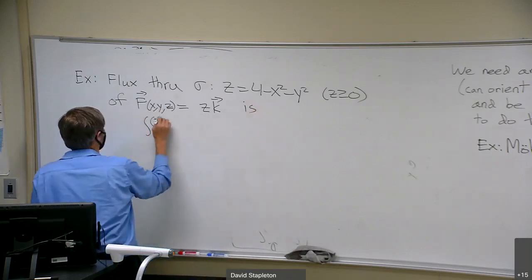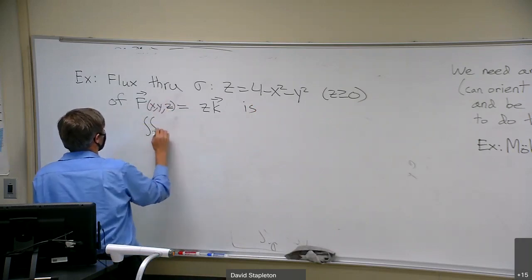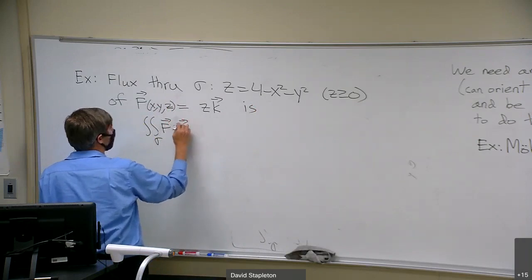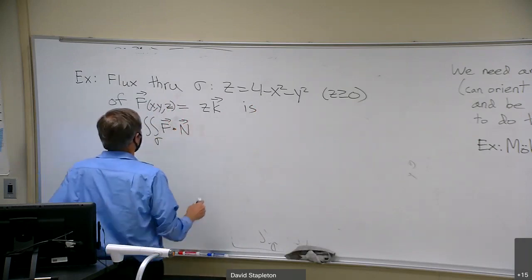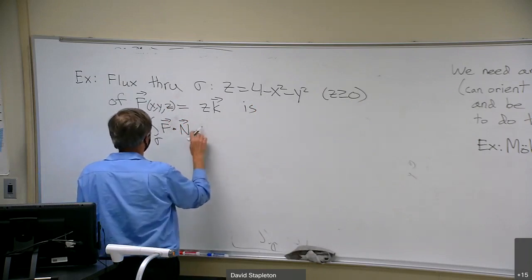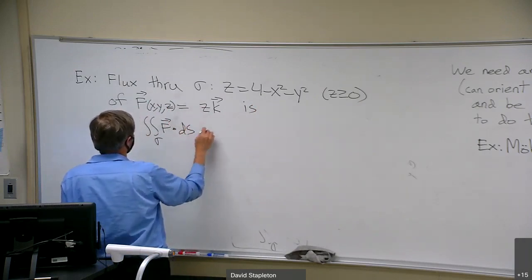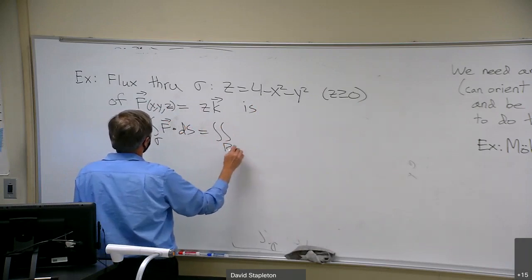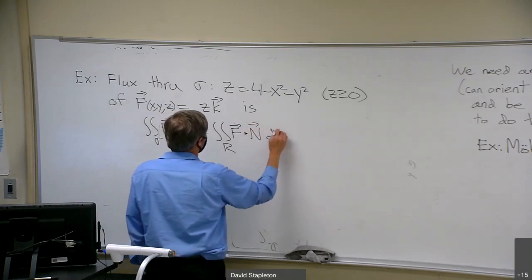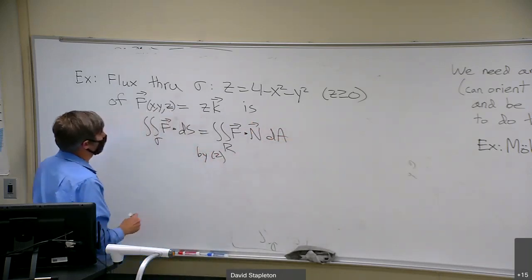Is the integral over the surface of F dot n dA, or F dot dS in the first notation, over sigma. That then becomes the double integral over the region of projection of F dot n dA, to evaluate by the evaluation formula for the vector surface integral.